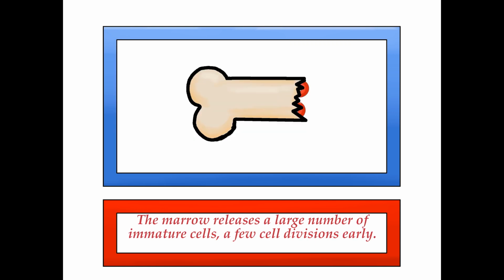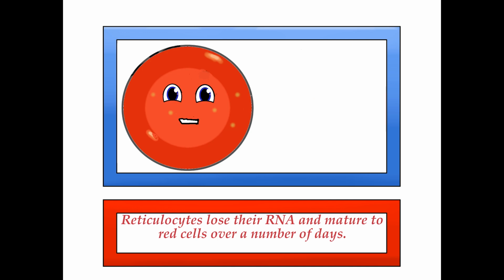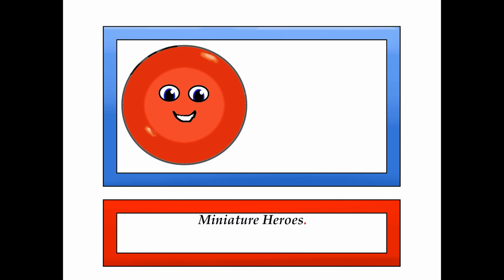The marrow releases a large number of cells a few divisions early to give a temporary boost to haemoglobin levels, with a slight increase in MCV. The reticulocytes mature in the circulation, becoming red cells over a few days. So if you think of reticulocytes like the final year nursing and medical students during the pandemic, initially not quite ready for the job, but in a very short time indistinguishable from the fully ready staff they came to support.